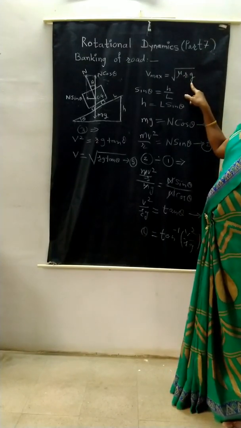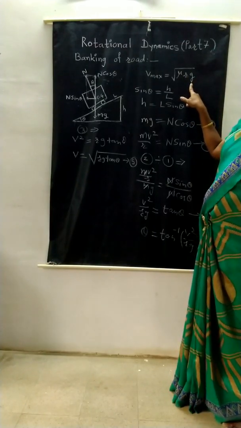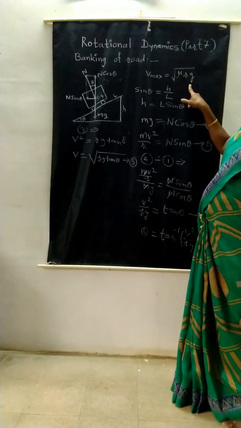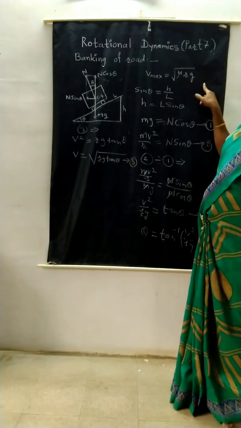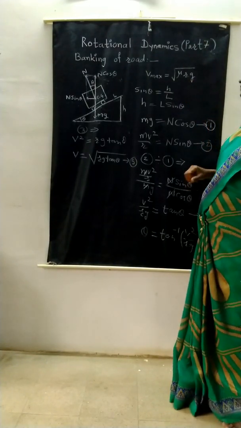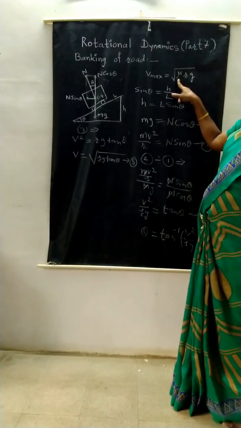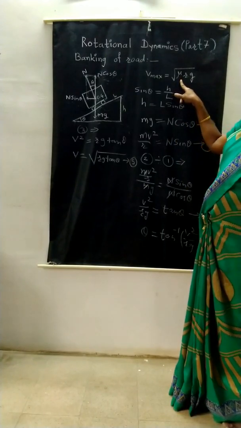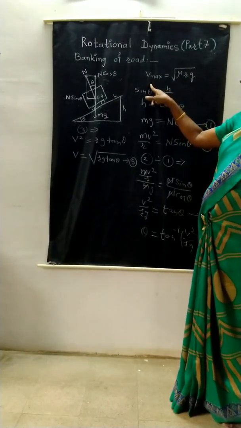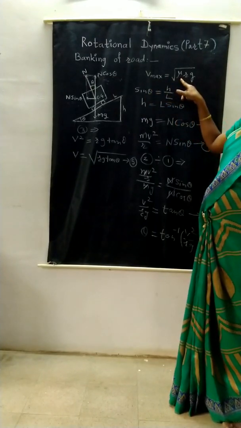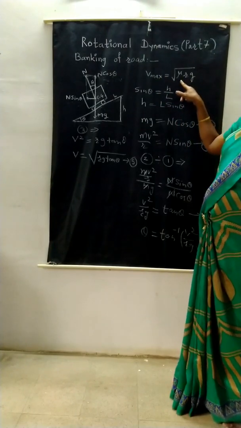G depends on the place. We know that it is acceleration due to gravity and it has a fixed value for a given place. Mu is coefficient of static friction. If we increase mu, then the velocity can be increased. But for increasing mu, we have to make the road surface rough.